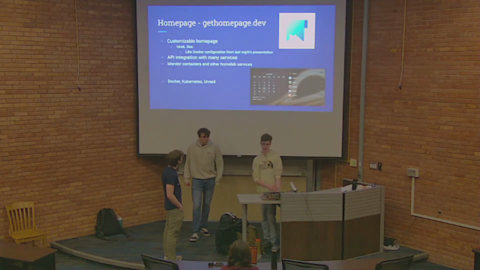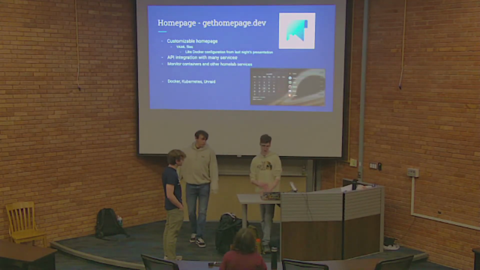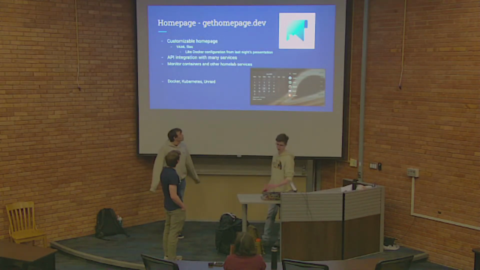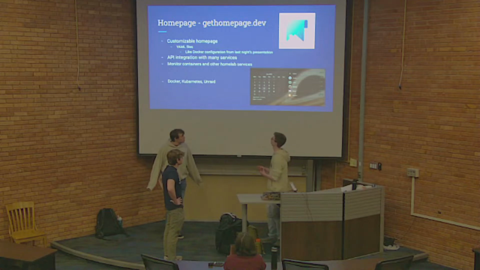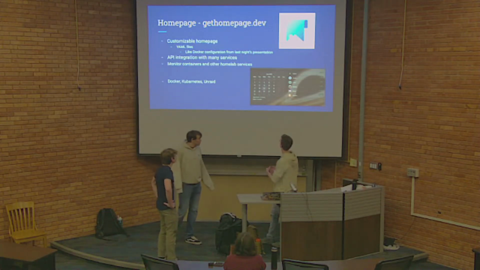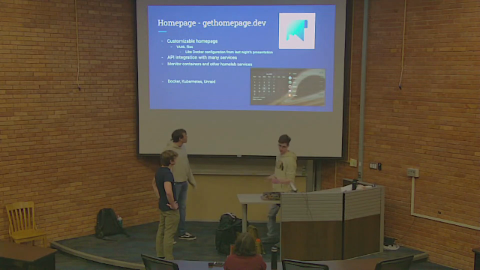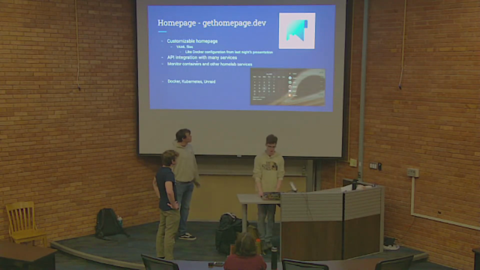Another service, just quickly go over because he's going to go over another one. An alternative, it's called Get Homepage. It's basically just a customizable homepage. So when you open your browser, it'll open up to this and show you your other services that you're running, and the status of different API things like that.